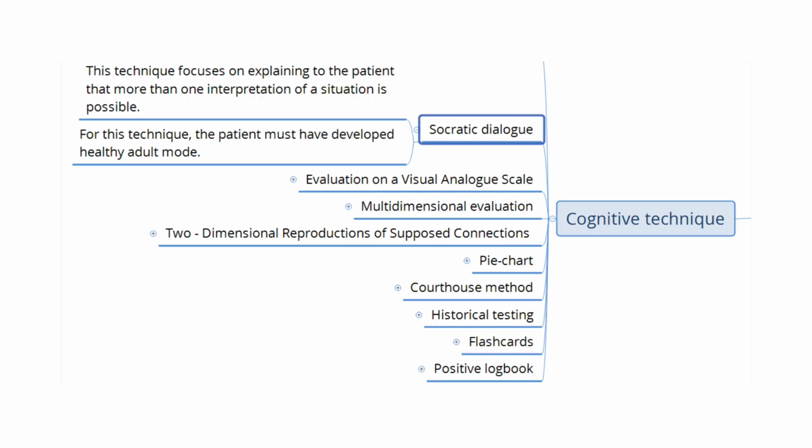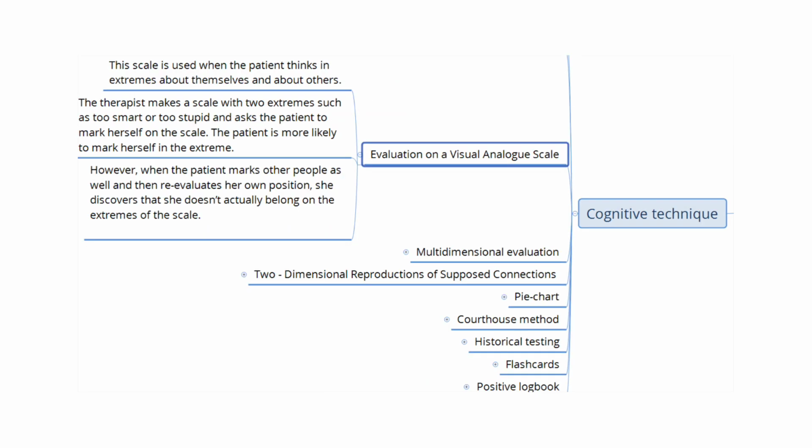To carry out this technique, the patient must have sufficiently developed her healthy adult mode. This is necessary for her to be capable of thinking up alternate interpretations. This is one of the reasons that BPD patients are not capable of using this technique during the first stage of the therapy. The second technique is evaluation on a visual analog scale.